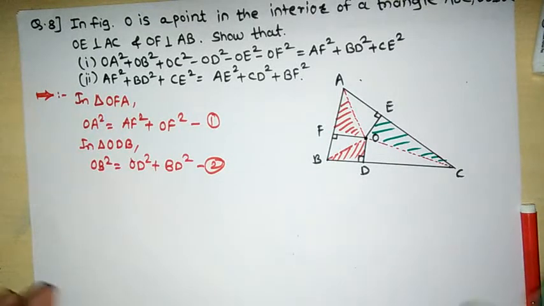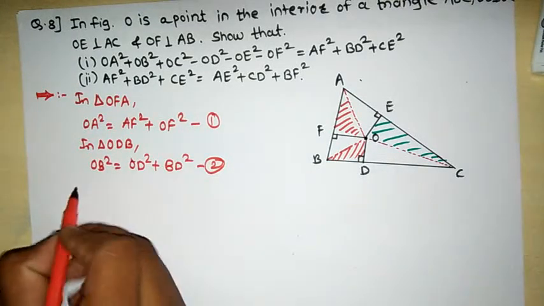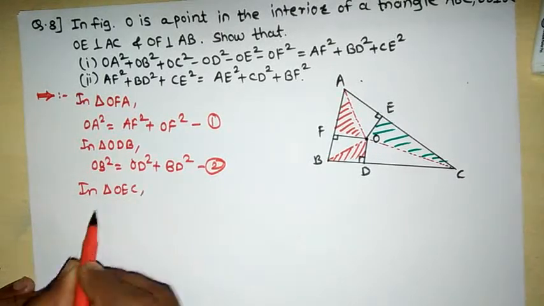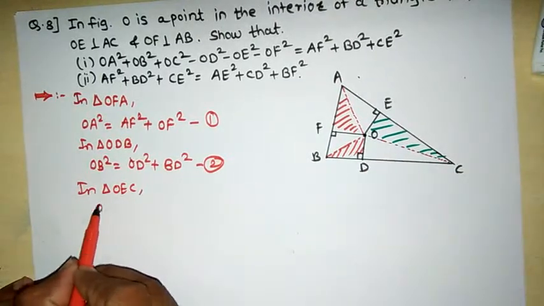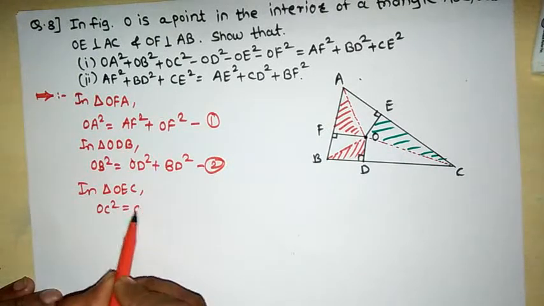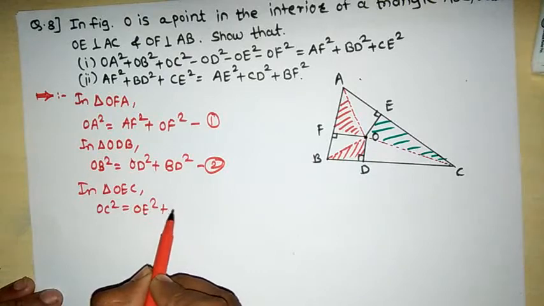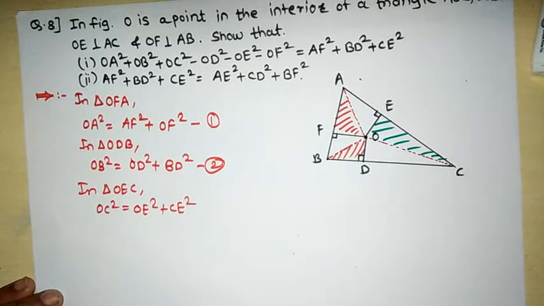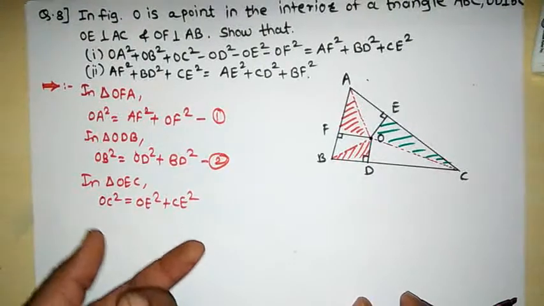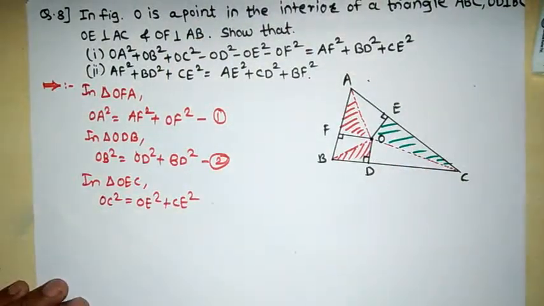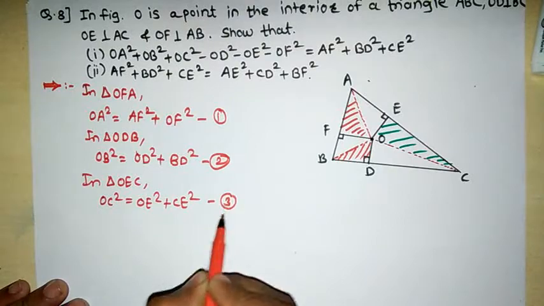In triangle OEC, can we write OC square is equal to OE square plus CE square? Can we write OC square is equal to OE square plus EC square, and mark it as equation number 3.